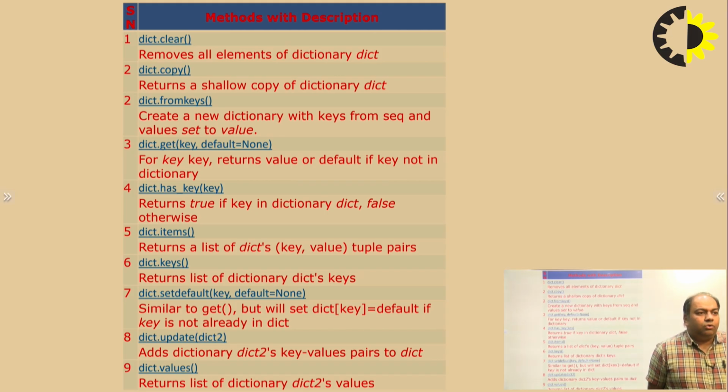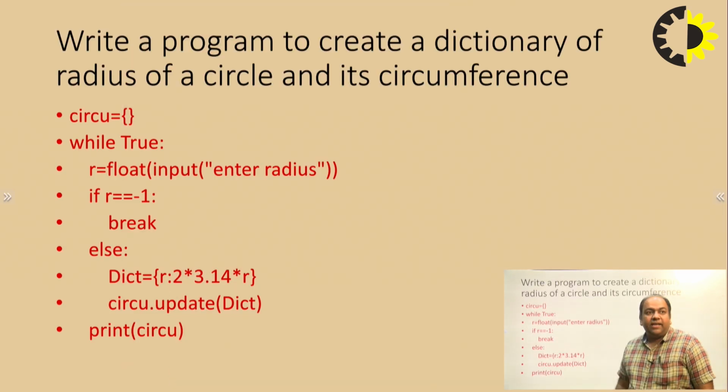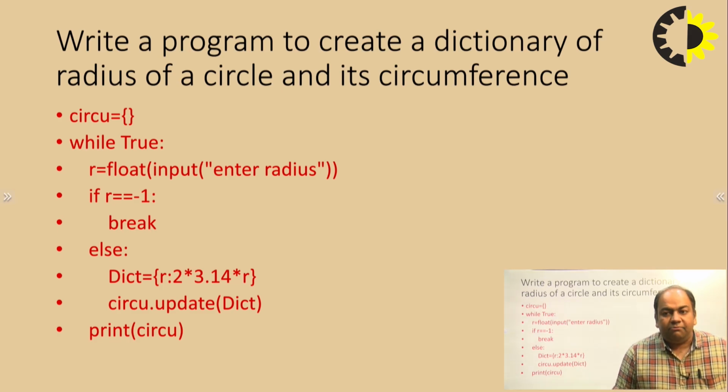Items is used to list the dictionary key value pairs. Keys is used to return the list of dictionary keys. Setdefault is similar to get, and it will set to default if the key is not already in the dictionary. Update is used to add the content of a dictionary, and values is used to return the list of values of a dictionary.